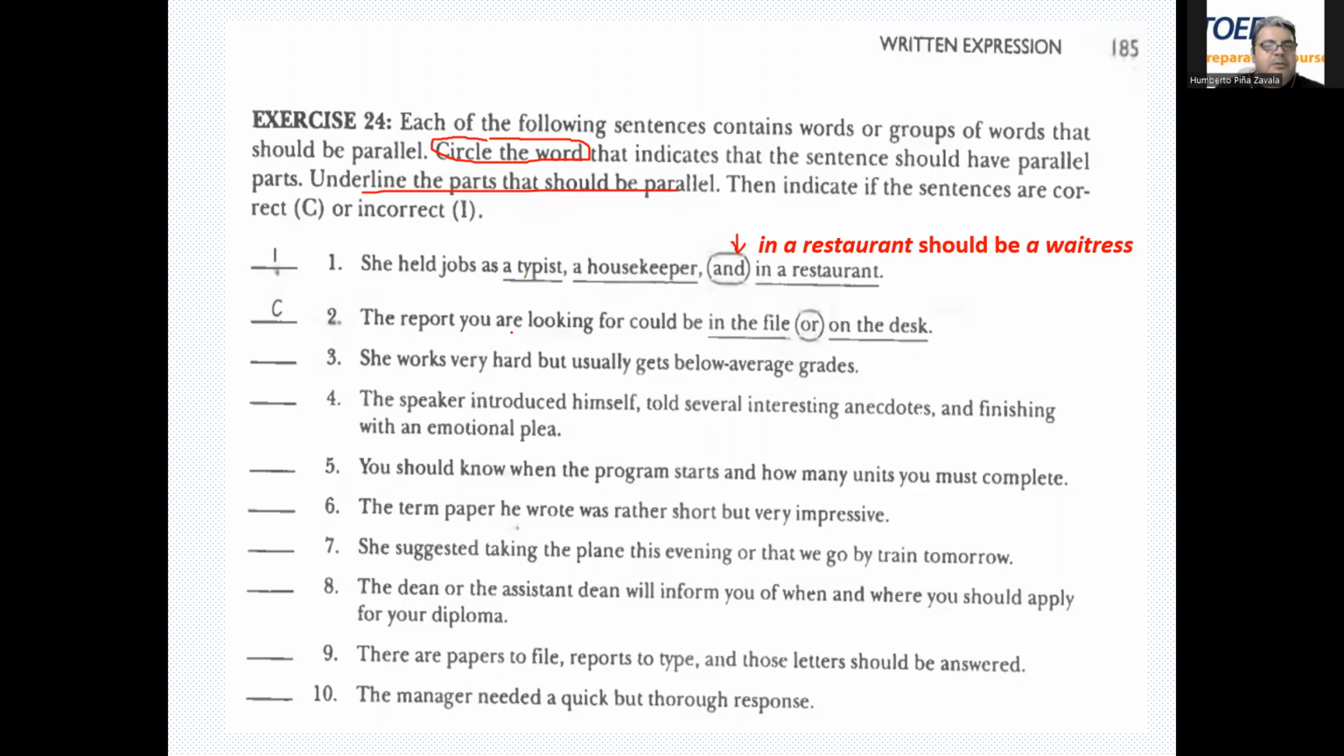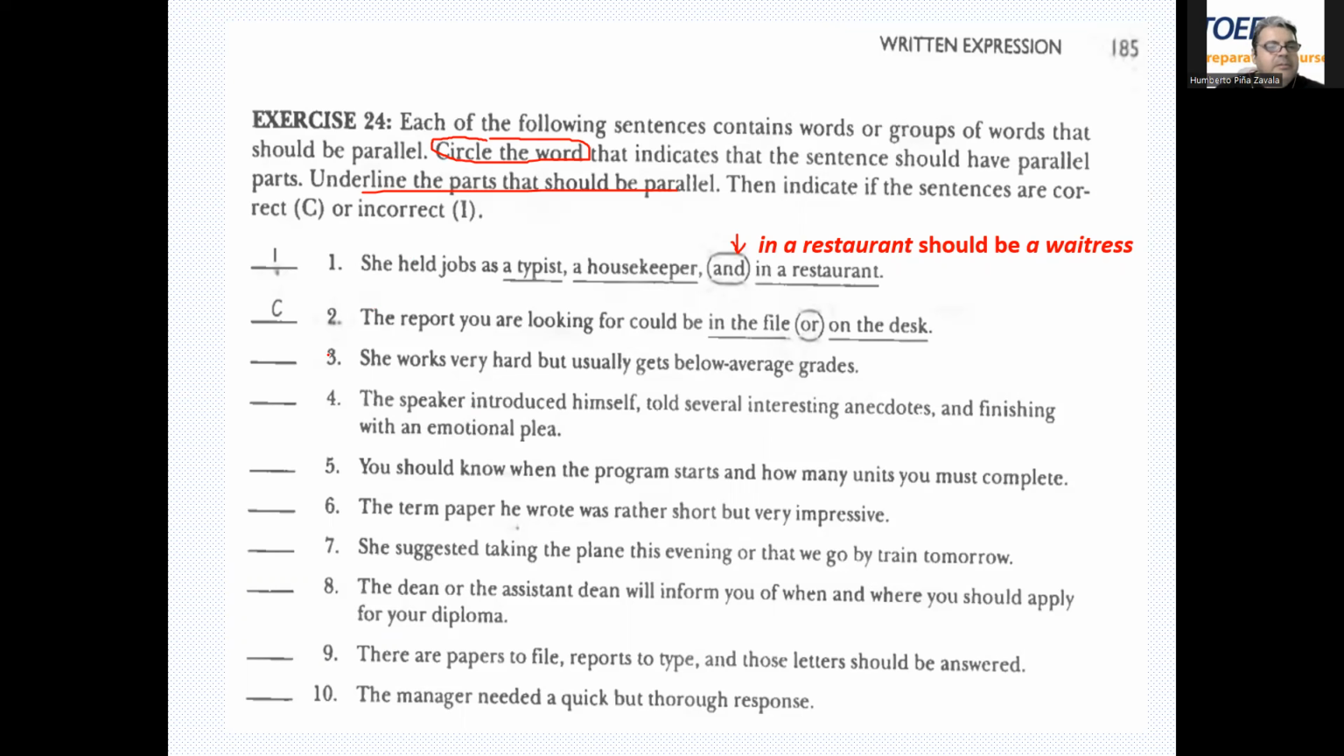The report you're looking for could be in the file or on the desk, right? So you see preposition, noun. So that's fine. All right, now you do. Complete the activity: pause the video, complete the activity, and then come back and check your answers. Okay, pause the video now, and I'll be here when you come back.